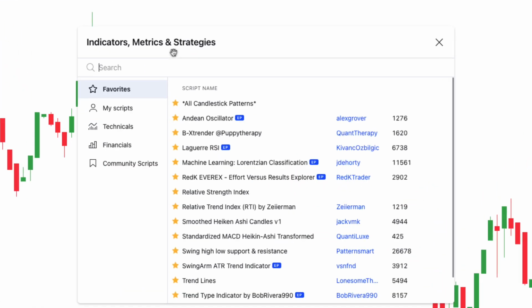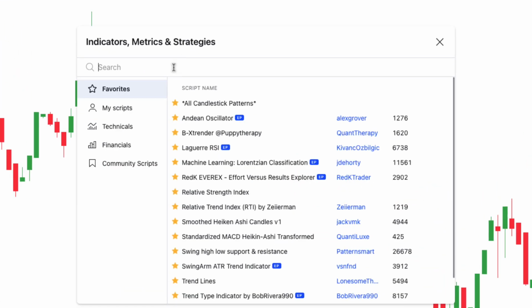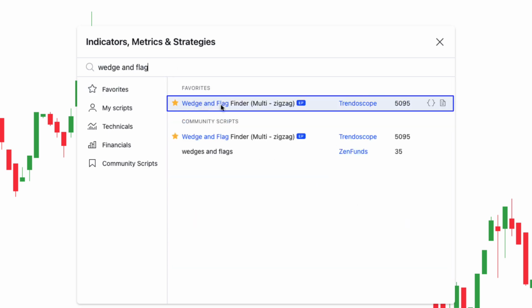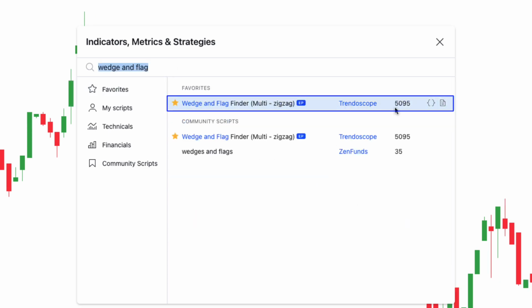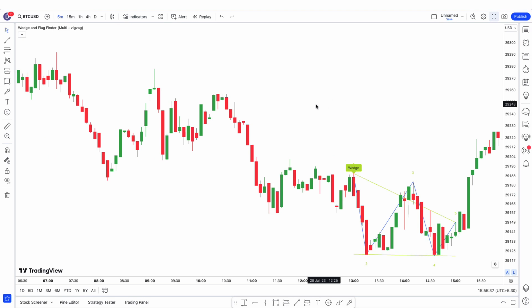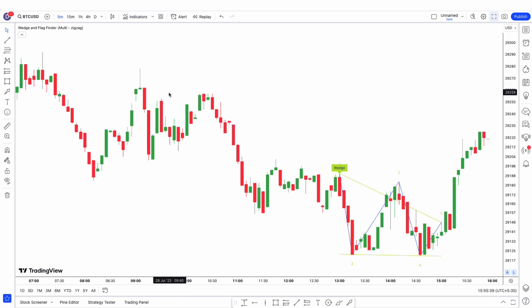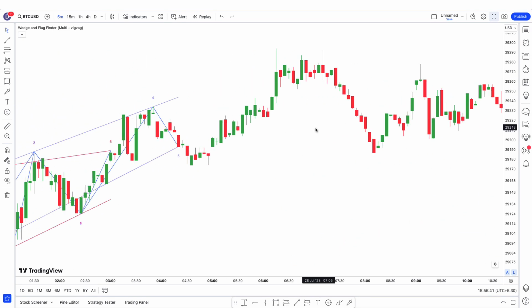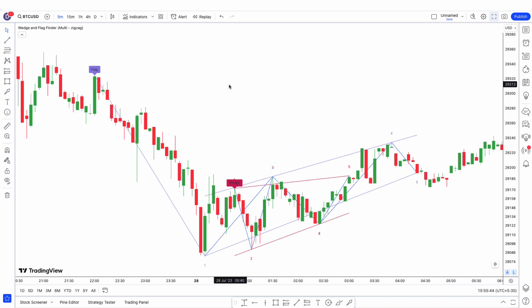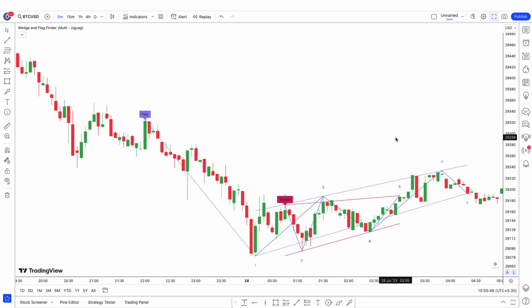Head over to the Indicator Search tab and search for the Wedge and Flag Finder indicator. Select the indicator made by Trendoscope and add it to the chart. By using multiple pivots, this indicator is able to identify powerful chart patterns known as the wedge and flag patterns in the price action.